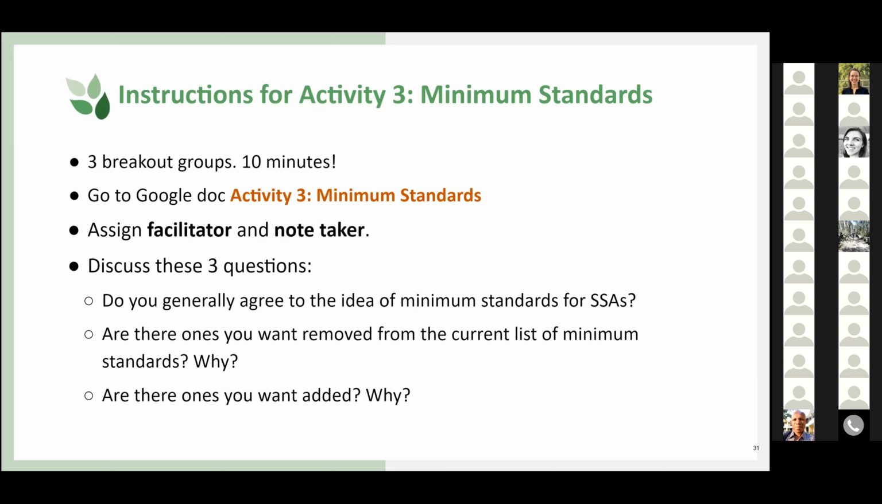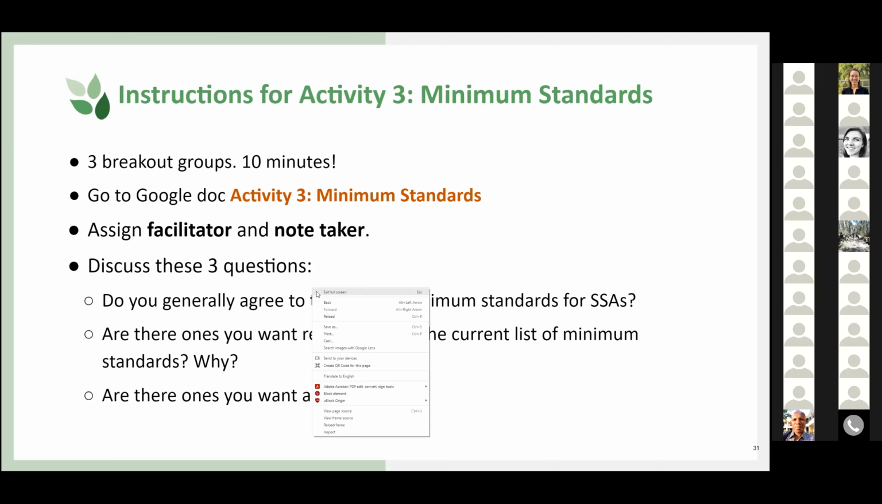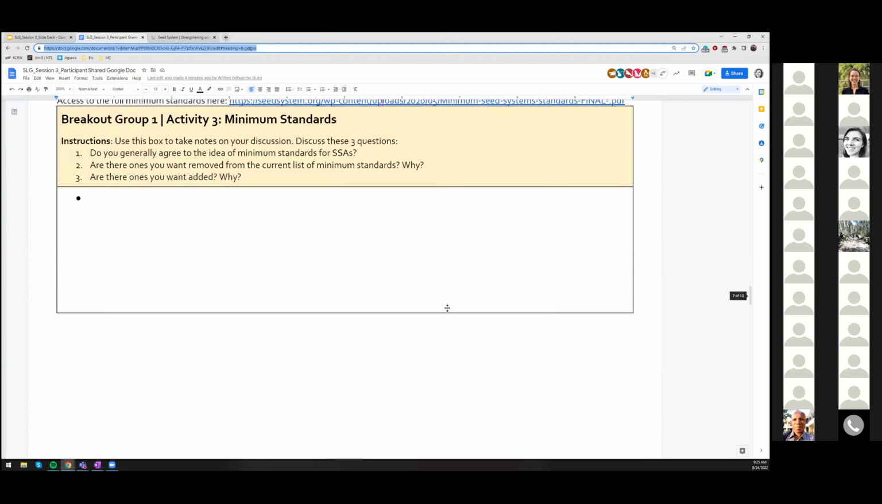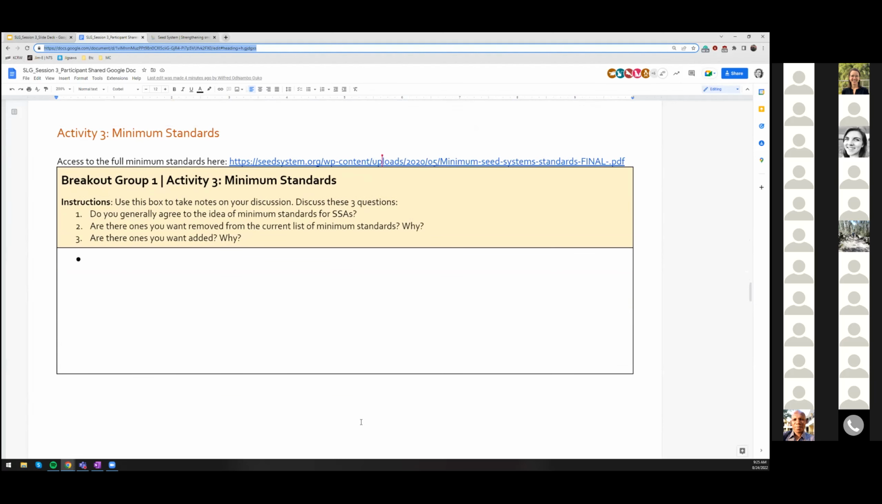Okay, Abby, should we break into groups? I think you have to, at this point, assign a facilitator and a note taker. Can we show the Google Doc itself? So when you break into groups, this is really an open discussion. We're not constraining you. Do you agree with the idea? What should be removed? What should be added? That's it. But it is very, very important to get your feedback.